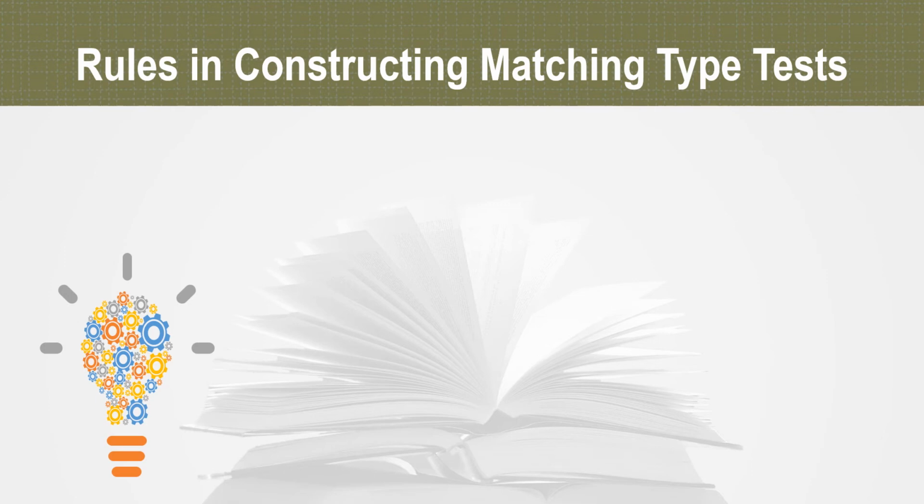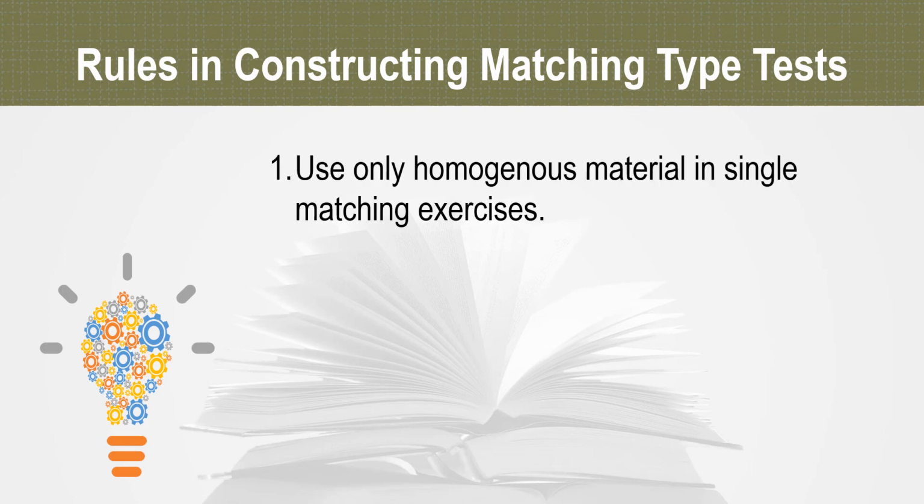So we are done with our multiple choice type of test. Let's proceed with the matching type of test. What then are the different rules in constructing a matching type of test? Rule number one: use only homogeneous material in a single matching exercise.